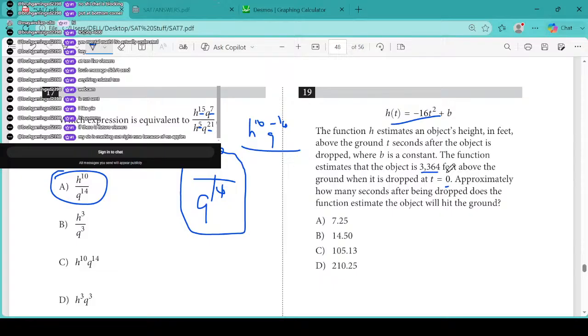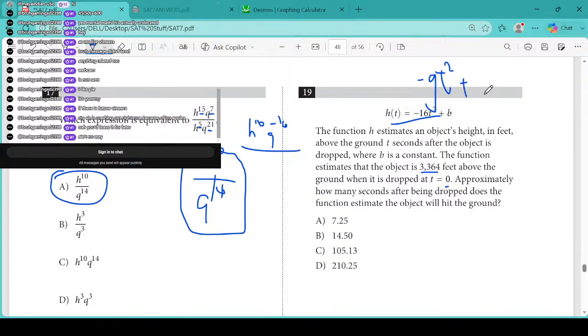Because it's in feet. Well, normally it would be. Yeah, I assume this is like negative gt squared plus the original. The initial height. So b must be the initial height. So if b is the initial height, because it's dropped, right? That means v0 is equal to 0.